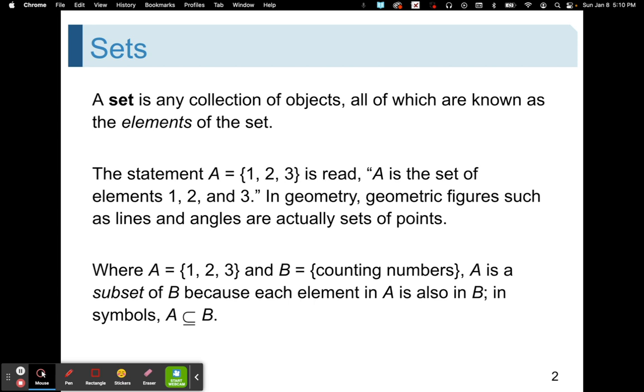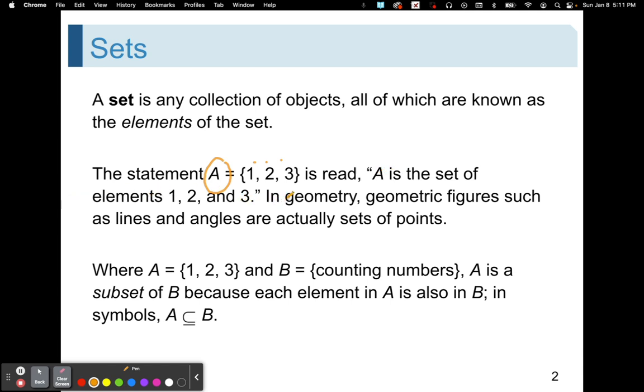So a set is a collection of objects, all of which are known as the elements of a set. For example, if we have a set that we're going to call A, and that set can be defined as these elements, so 1, 2, and 3 are elements of that set. The set can be read as A is the set of elements 1, 2, and 3.